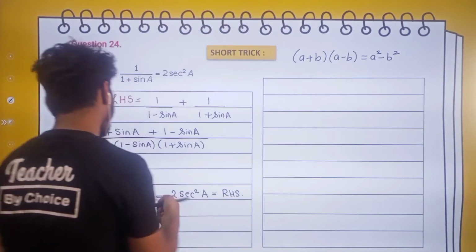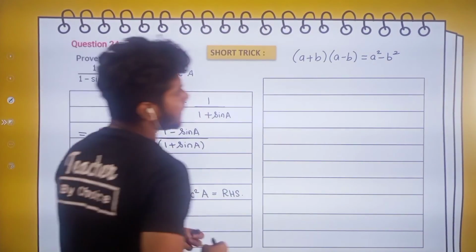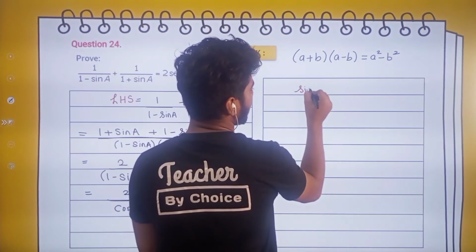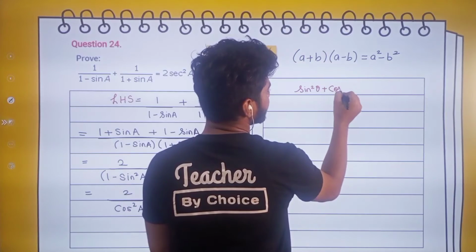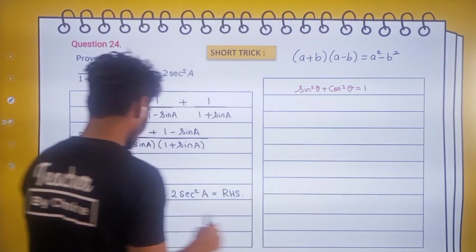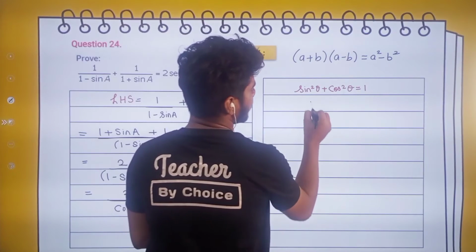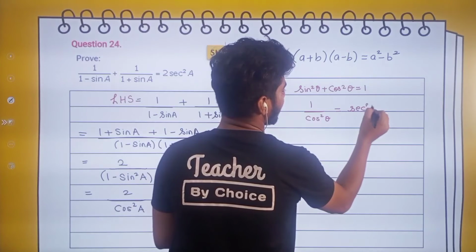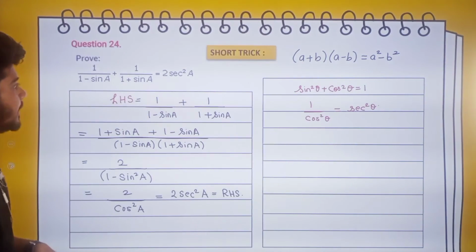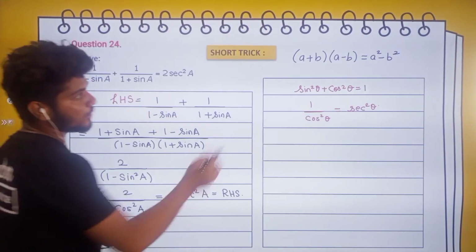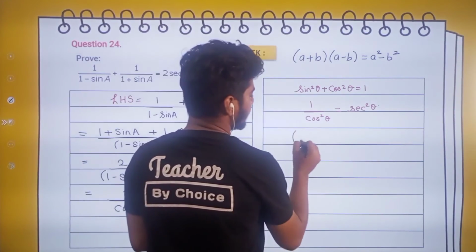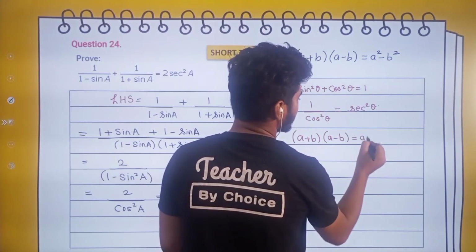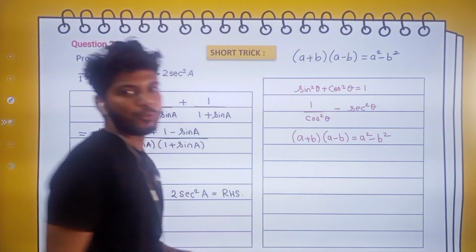Whatever identities we have used here, I am writing. You can note it down. Sin square theta वाला identity we have used: sin square theta plus cos square theta is equal to 1. Then we have used 1 by cos square theta is equal to sec square theta. Right? Any other thing we have used? No. We have used this formula A plus B into A minus B, which is equal to A square minus B square. I hope you understood the sum.